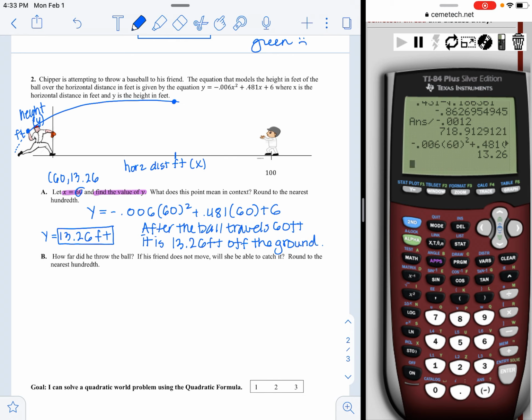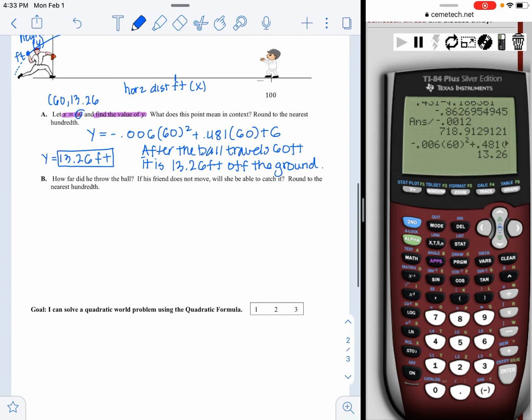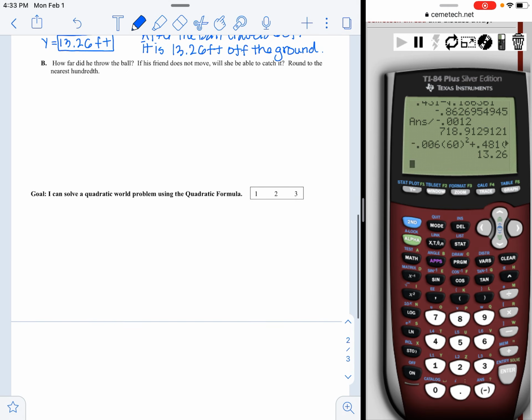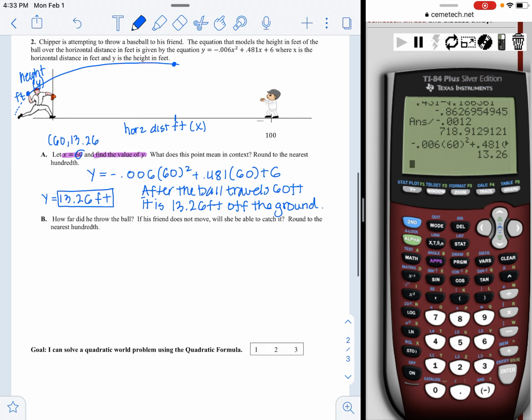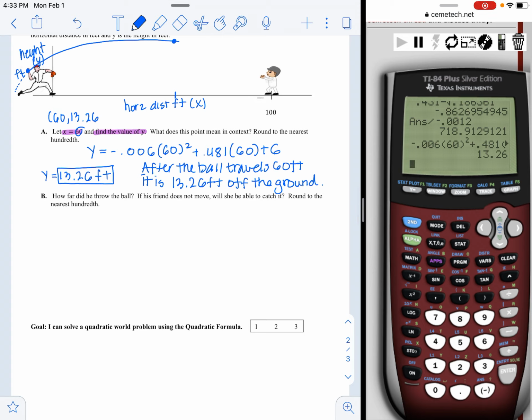And those are my words. If you change it a little bit, still means what mine means, then you're good. All right, last one. How far did he throw the ball? If his friend does not move, okay, so this, I called that a young man, but I guess I judged too quickly. If his friend doesn't move, will she be able to catch it?